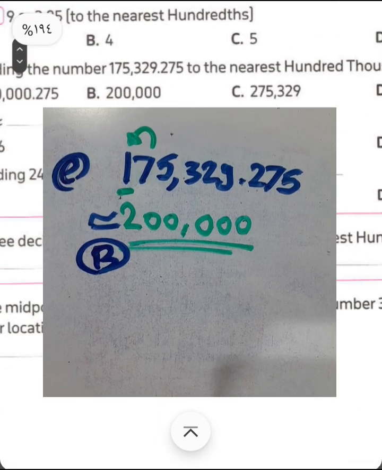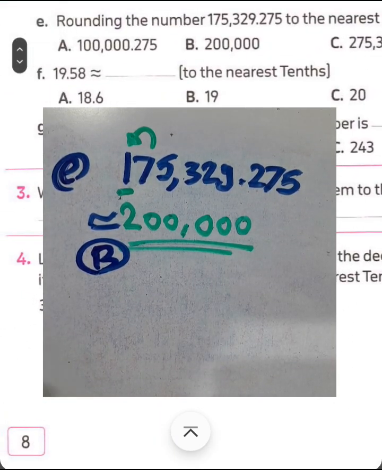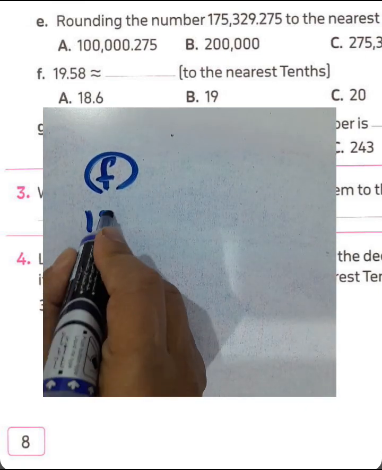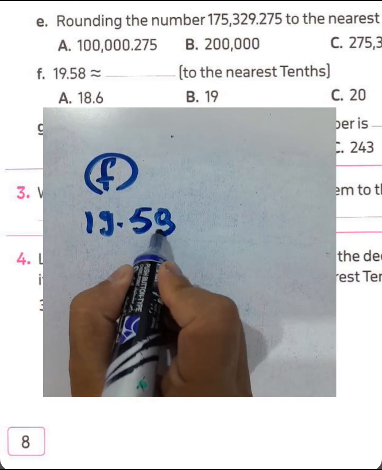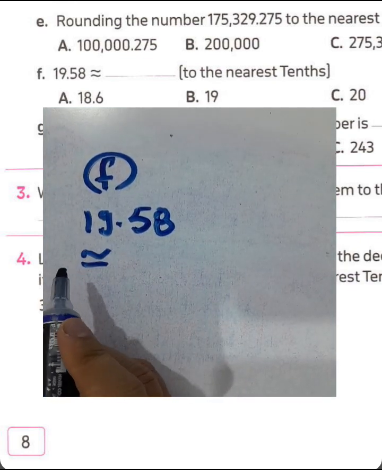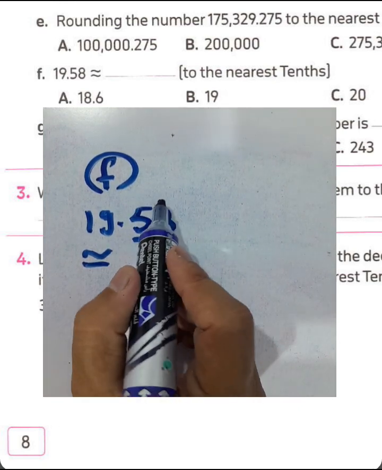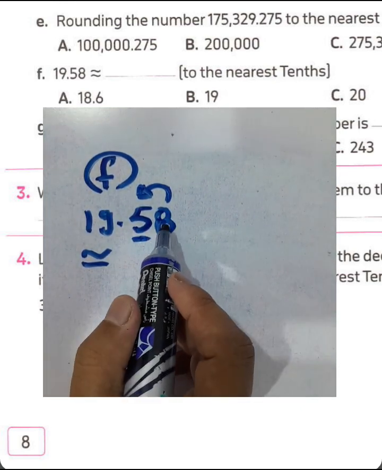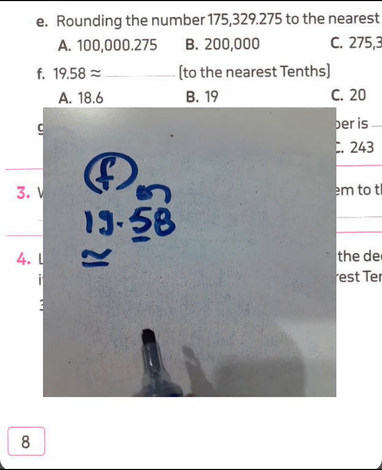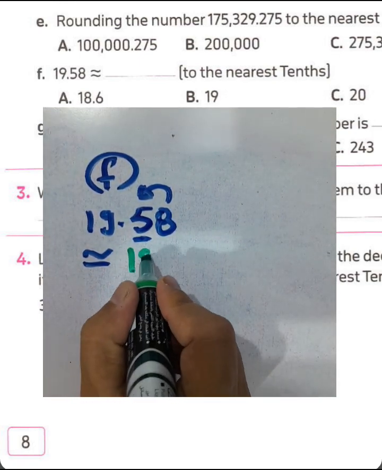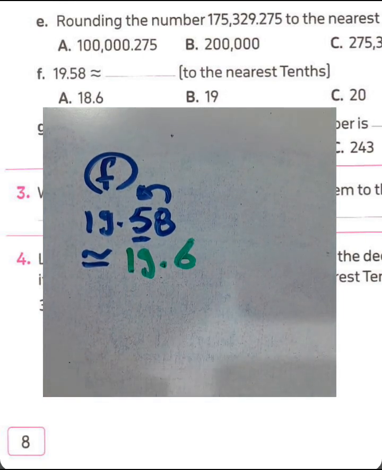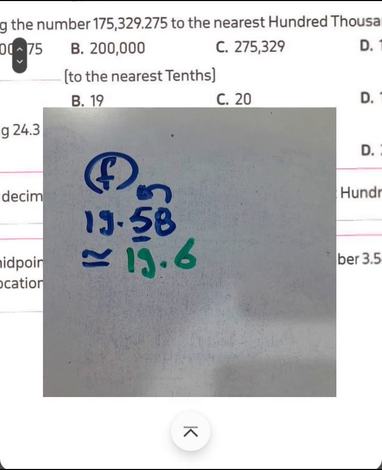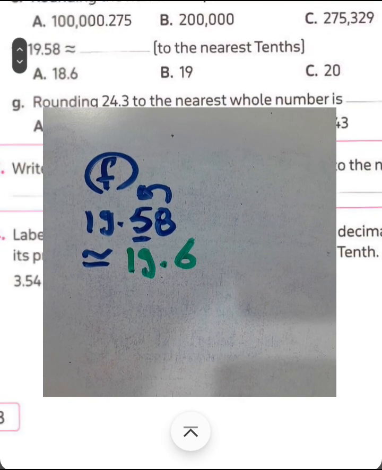Question letter F. 19.58 approximating to the nearest tenth. The tenth here is 5. The 8 can give 1 to these digits because 8 is greater than 5. Any digit greater than or equal to 5 can give 1 to the number on our left-hand side. It will be 6, then it will be 19.6. Okay, the result will be letter D.